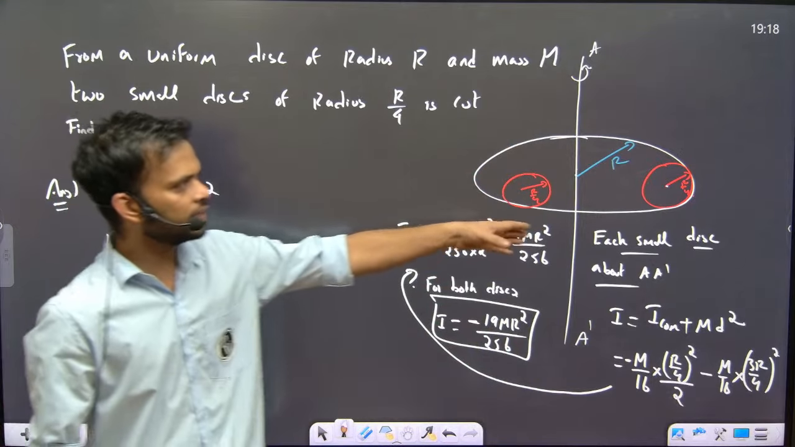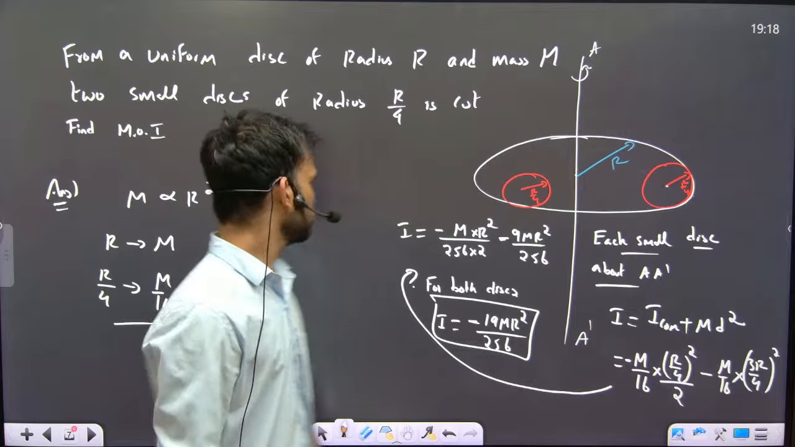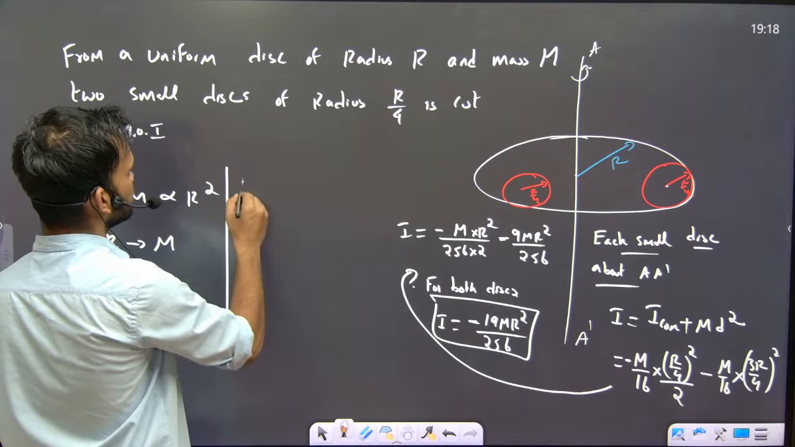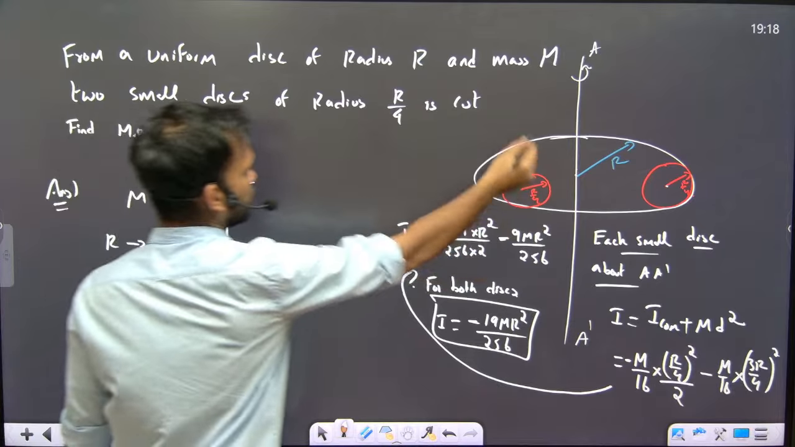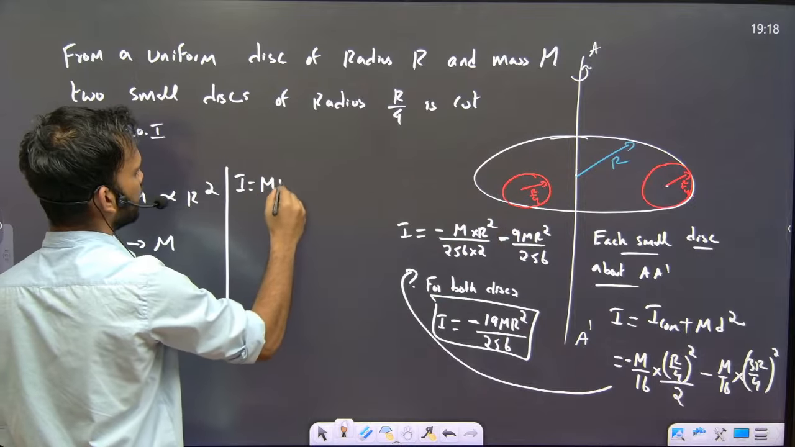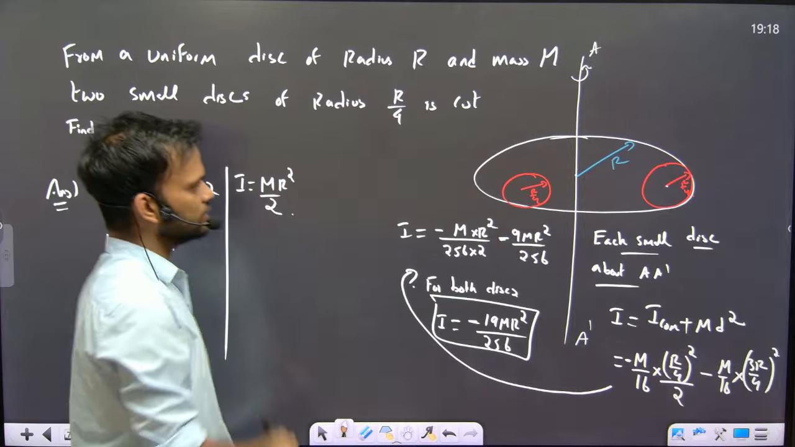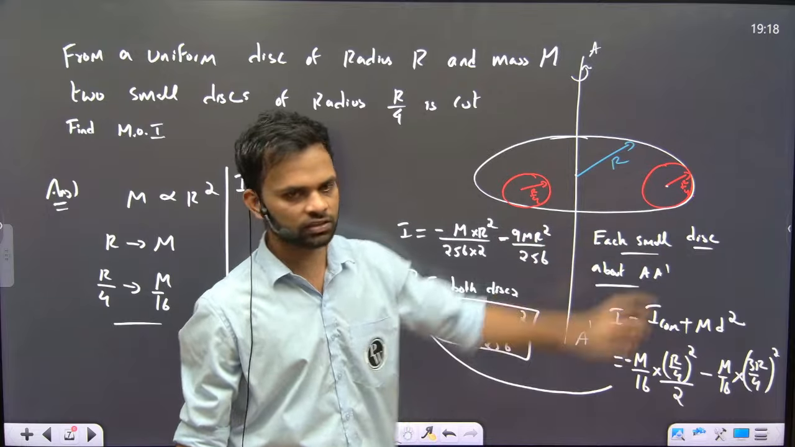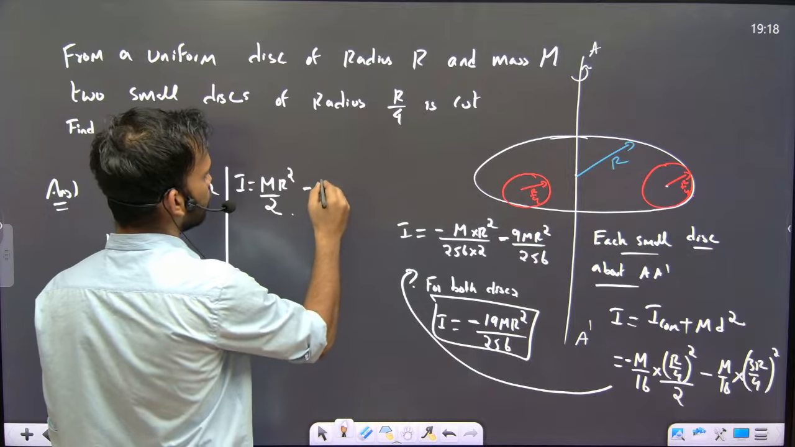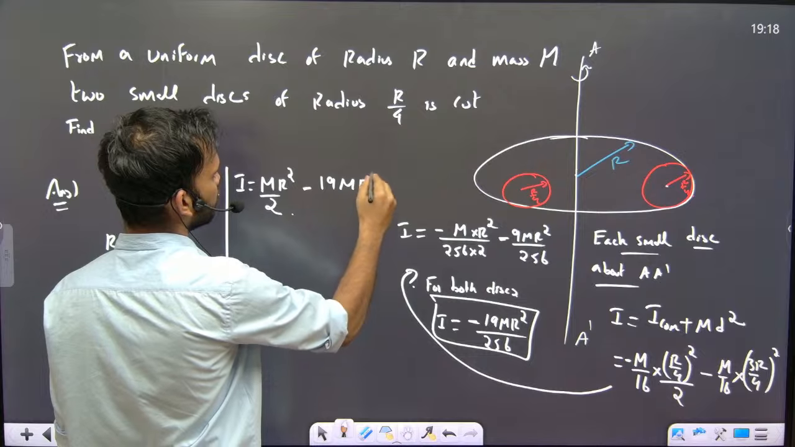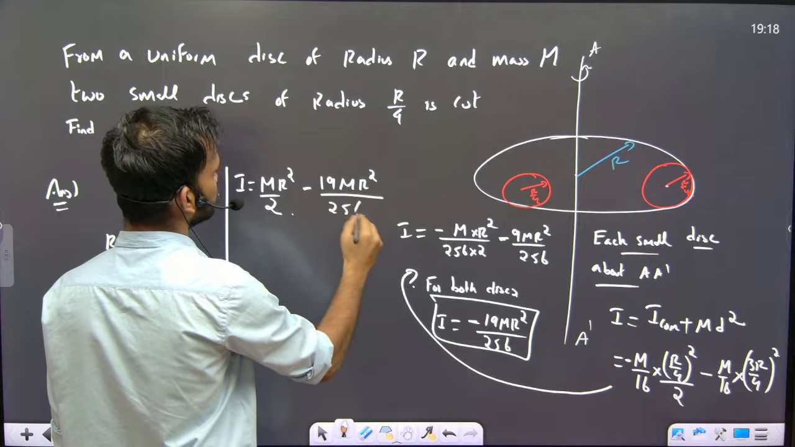Now to add it with the entire disk, right? So if I write the entire moment of inertia, I is equal to, for this disk it is mr square by 2 minus both the negative mass. If I take both the negative mass, it will be minus 19 mr square by 256, right?